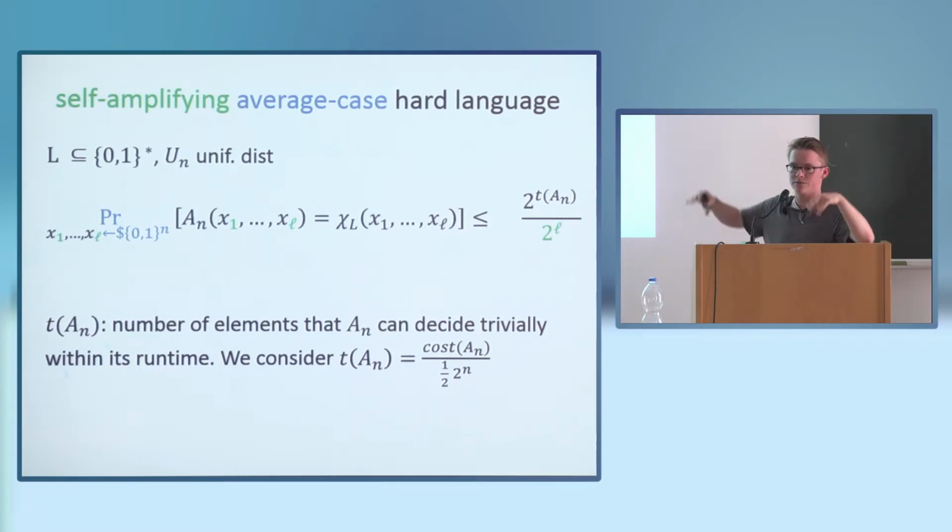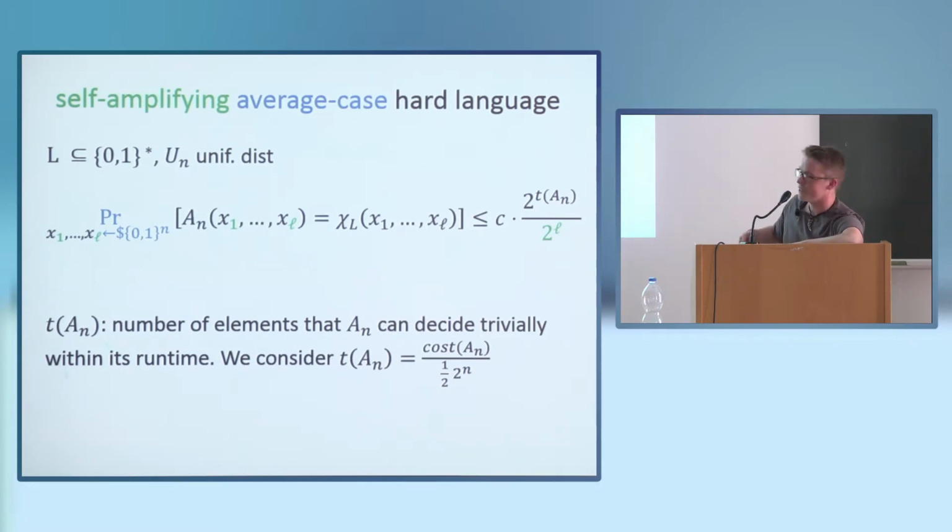has some number of elements that it can decide trivially within its runtime. So when you think of instance size n and witness size n, in time 2^n divided by 2, you're very likely to find a witness for the language. So the cost of your function divided by a half times 2^n is the number of elements that you can decide trivially. And so, of course, those you don't need to guess. So for those, you don't get this type of loss anymore. This is the definition of P? This is the definition, but tailored, of course, to what I want to show to you.